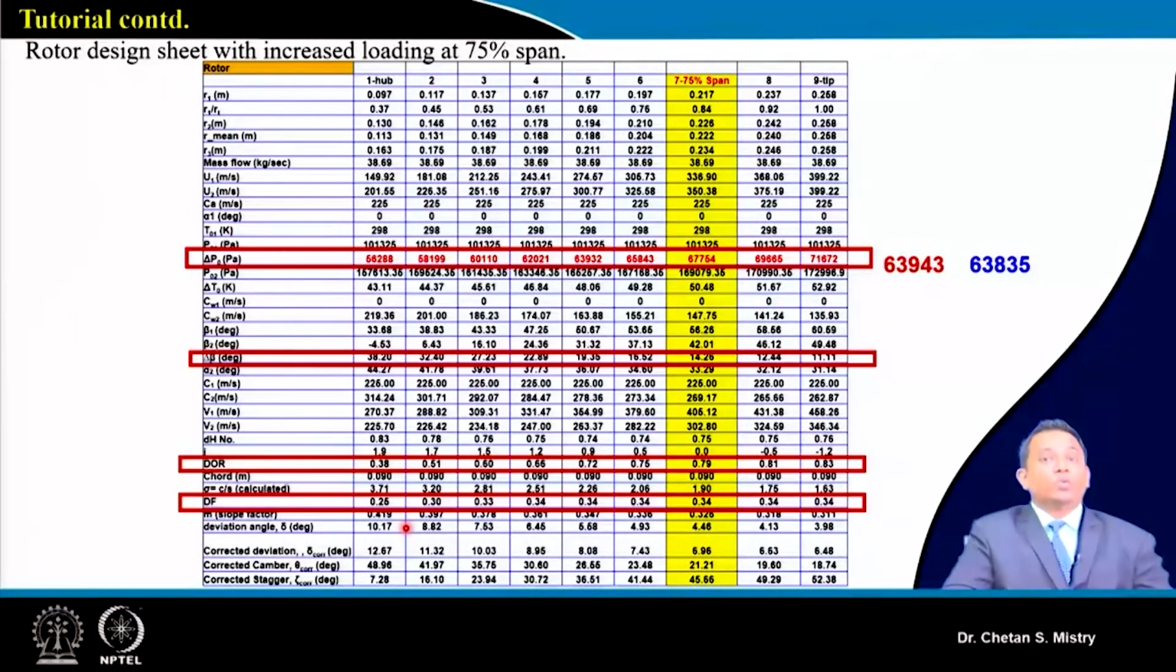Earlier it was 0.22, and at the mid station it was coming as 0.32, which we had assumed. Now based on this, it has been modified to 0.34. We have considered our number of blades to be the same, we have considered our chord also to be the same, and that will give us the corrected camber, corrected stagger, and our corrected deviation angle. So this is the modification that we have done.